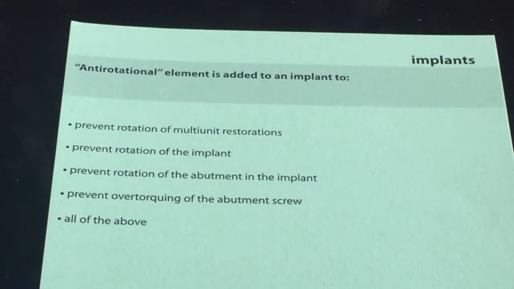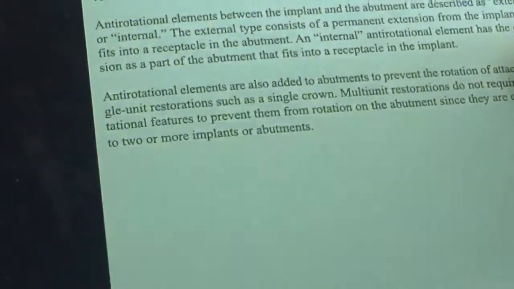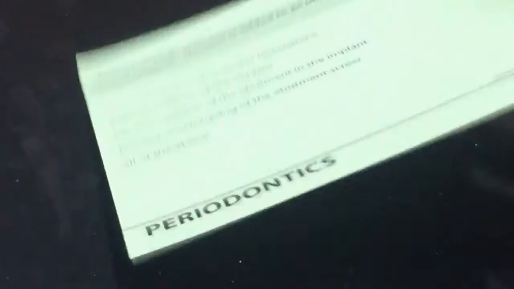Anti-rotational element is added to an implant to prevent rotation of multi-unit restorations. Prevent rotation of an implant, yes. Prevent rotation of an abutment in the implant. Prevent over-torquing of the abutment screw, or all of the above. Yes, it was the abutment, not the implant.